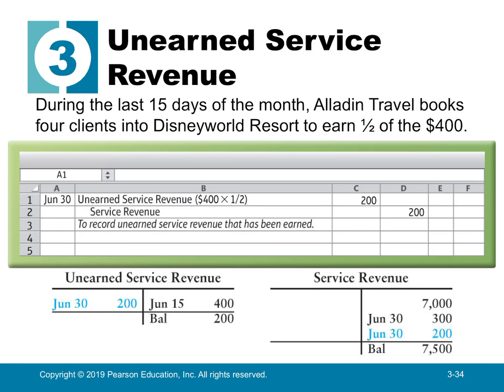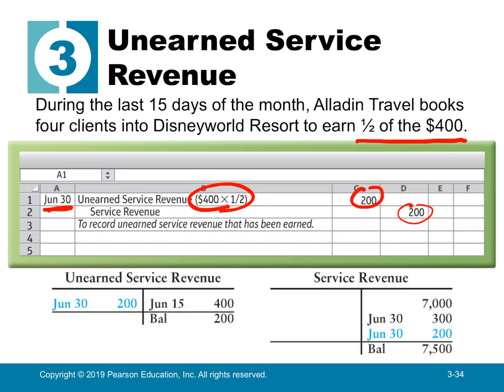So during the last 15 days of the month, Aladdin Travel books 4 clients into Disney World Resort to earn half of the fee. So assuming that they've earned half of that $400 fee. So June 30th, they're closing the books. They need to do their adjusting journal entries. If they've booked 4 clients, that $400 fee, now they've earned half of it. So half of it they can show, right?